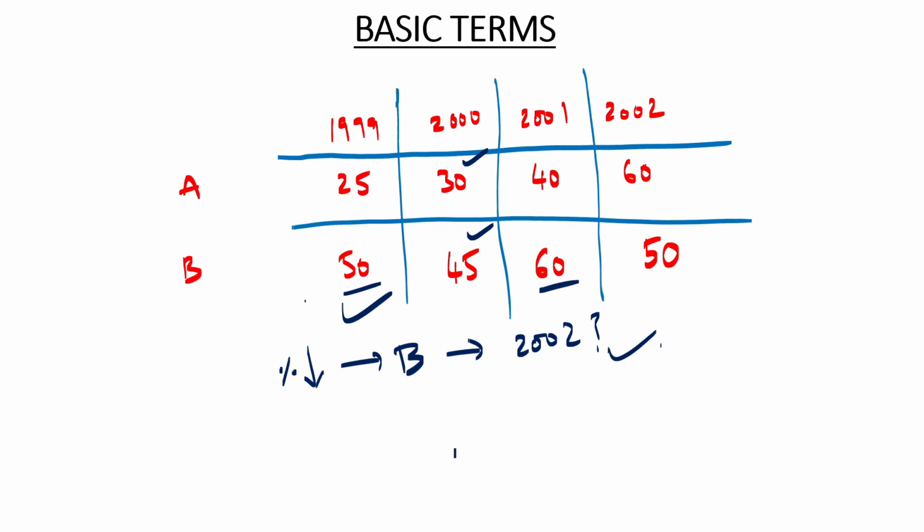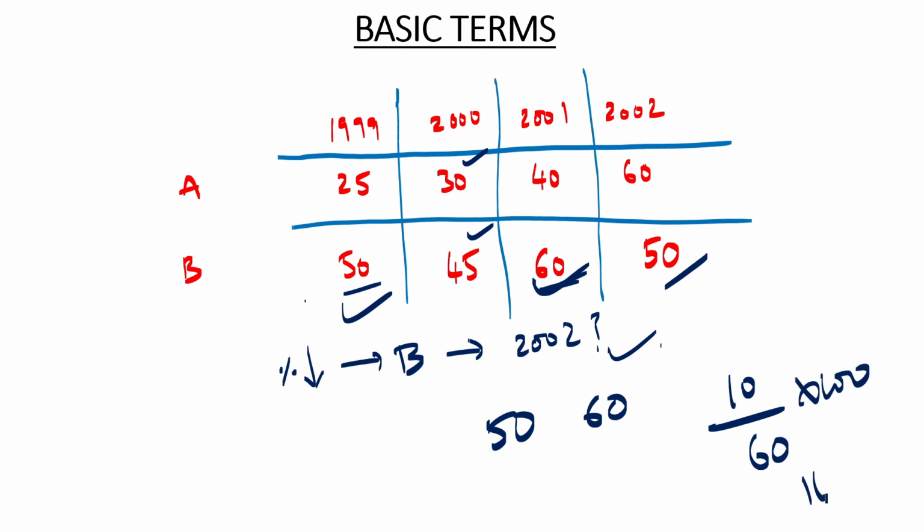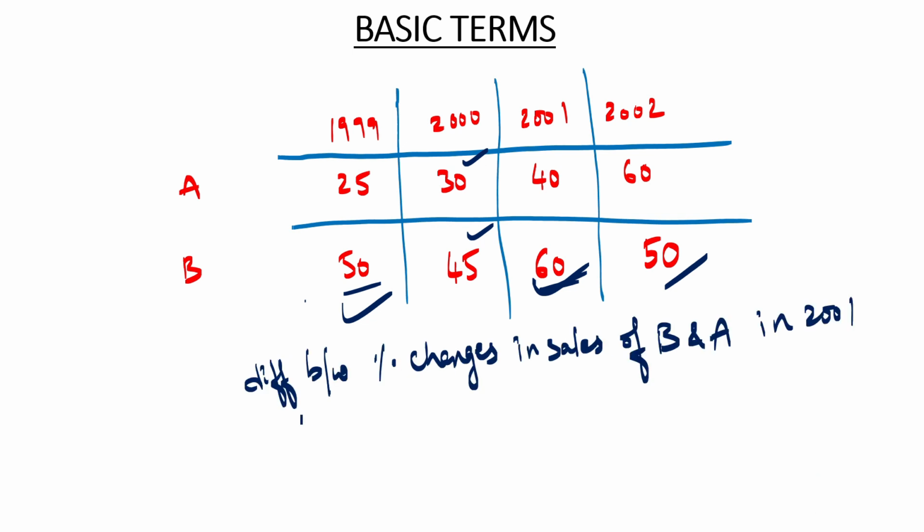So the sales of company B in 2002 is 50, and the sales in 2001 is 60. So calculate the difference. It's 10 by the initial value, 60. So 10 by 60 into 100. This is equal to 16.67%.